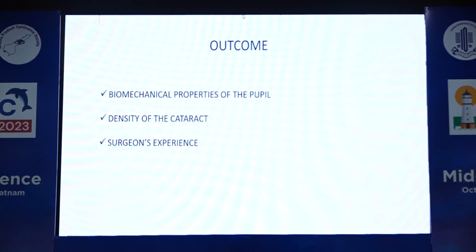So the outcome depends upon the biomechanical properties of the pupil, that is, whether the iris is floppy or not. If it is a floppy iris and the pupil size is less than 4 millimeters, it is better to go with the device in the first place because the pupil size tends to come down further while performing the surgery. Again, the density of the cataract, that is, very hard and very soft cataracts, can be difficult to manage in small pupils. And also the surgeon's experience matters.